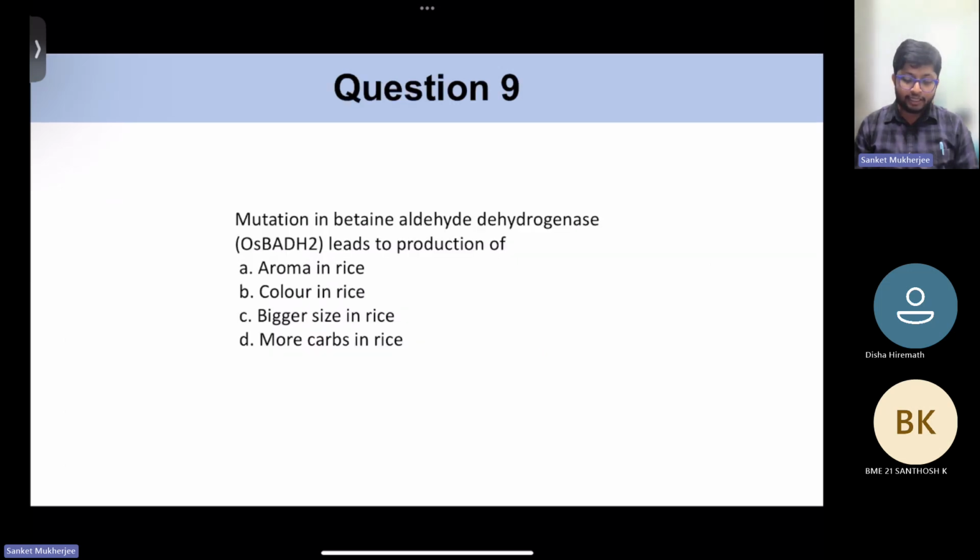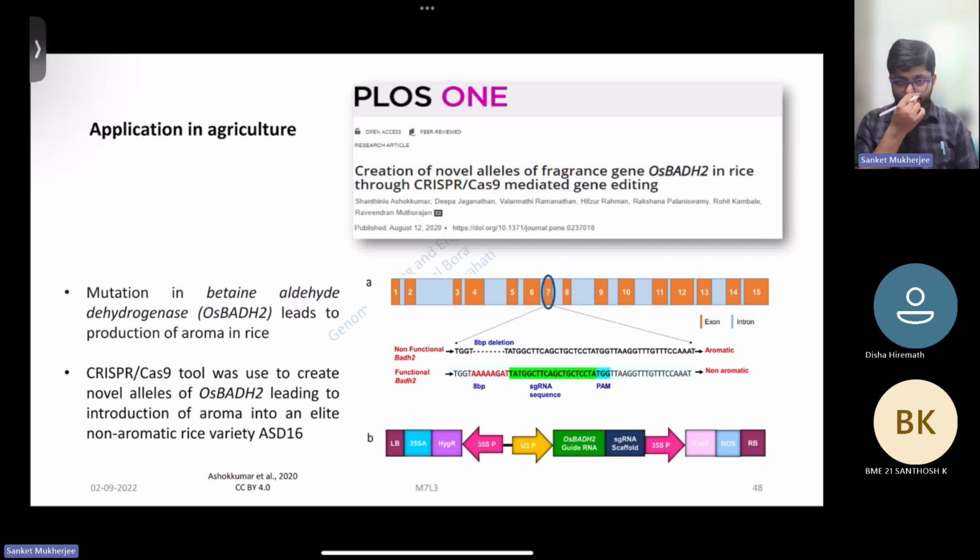Mutation in betaine aldehyde dehydrogenase leads to the production of aroma in rice, color in rice, bigger size in rice, or more carbohydrates in rice. These are there in the slides. This time the week has been a little bit heavy, but it's one of the most important weeks in this course. So mutation of this gene is used to produce aroma in rice, right? That is the answer.